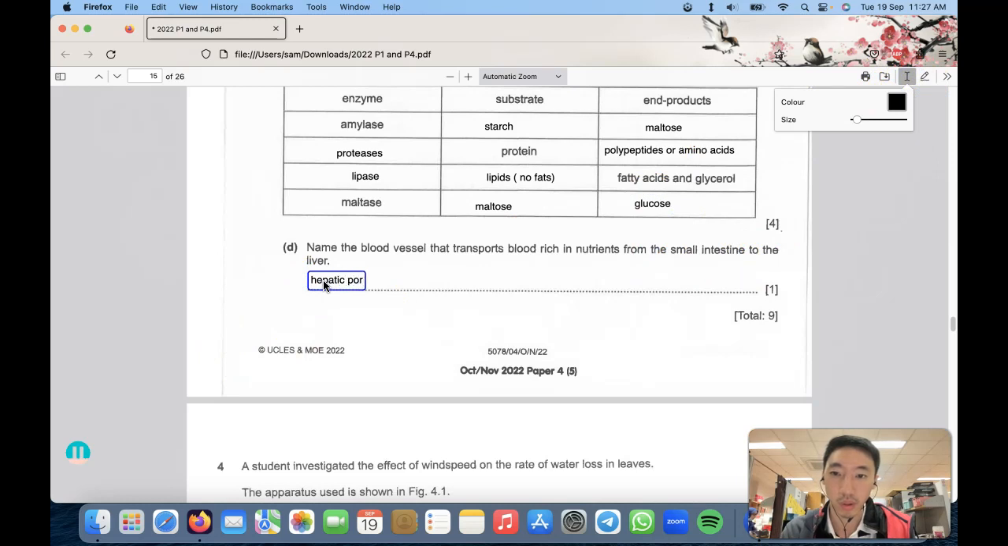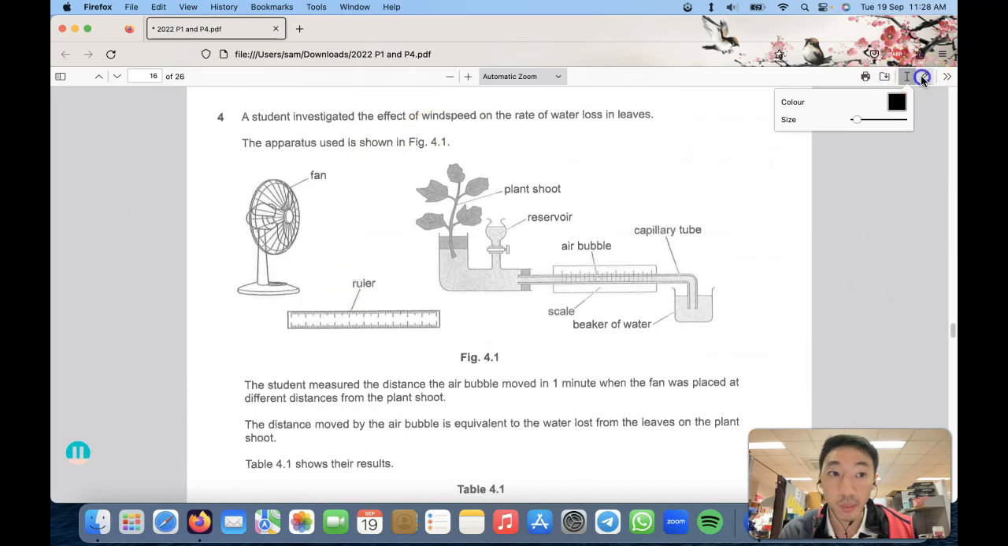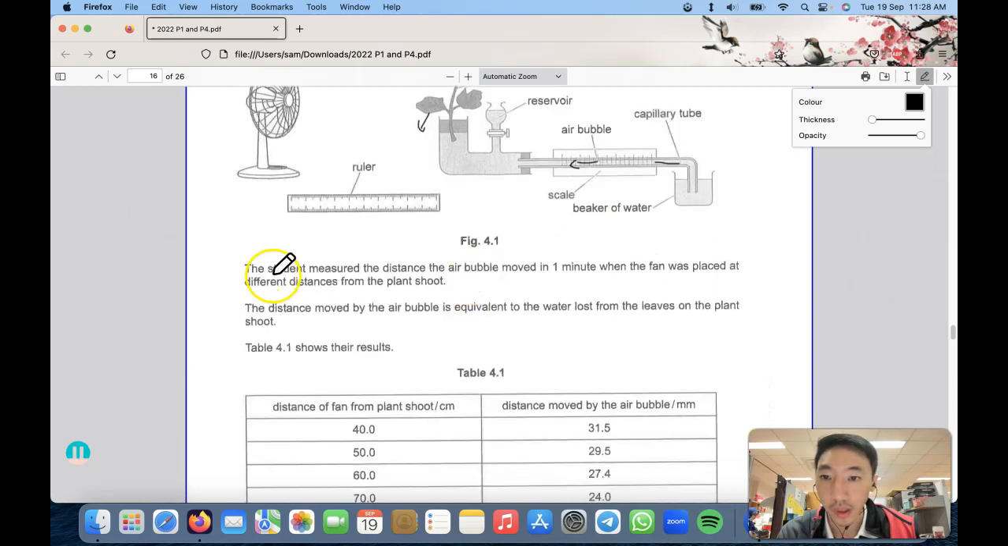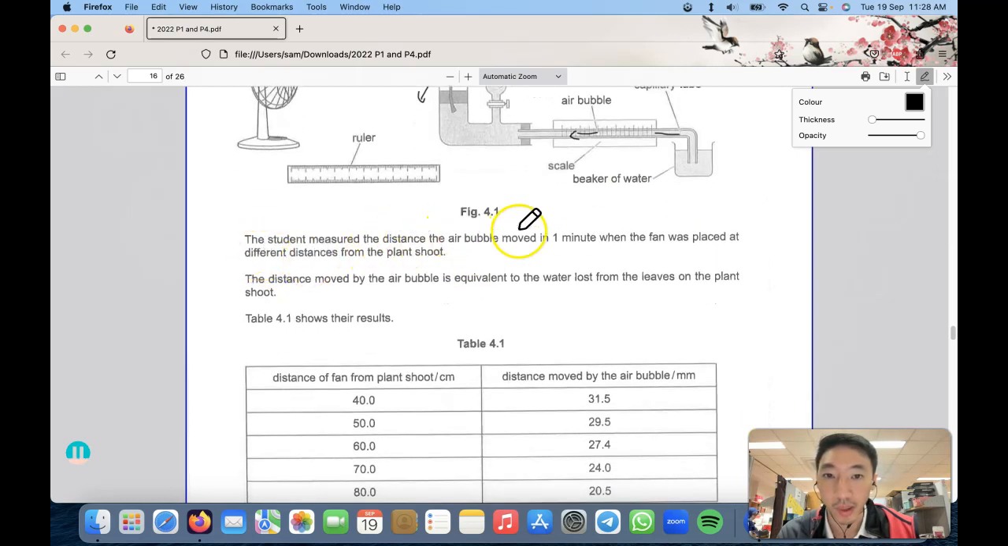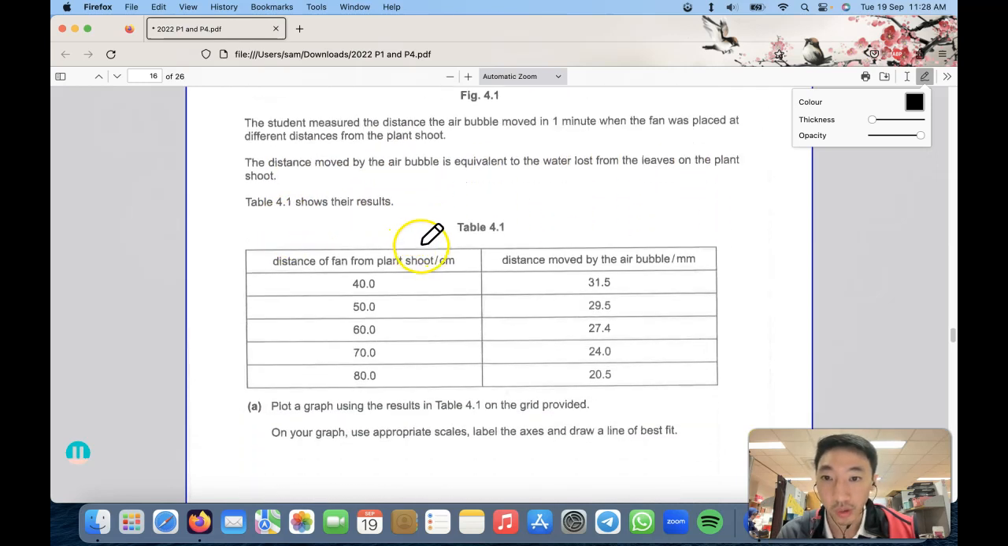Hepatic portal vein. Okay, here we have an effect of wind speed on water loss, so this is transpiration. We have the fan, the ruler, plant, reservoir and air bubble. What's going to happen when the water vapor exits from the stomata? Then the air bubble will move forward. The student measures the distance the air bubble moves in 1 minute, with the fan placed at different distances from the shoot. Distance moved by the air bubble is equivalent to water loss. Then table 4 shows the results.